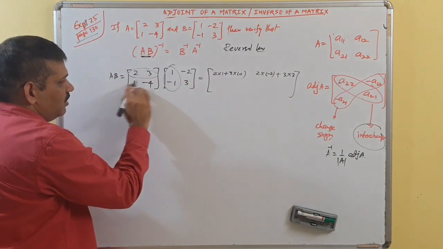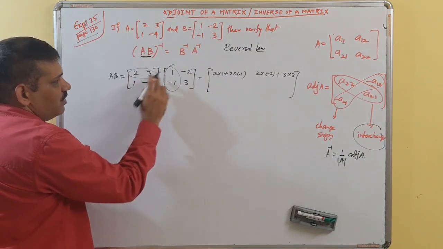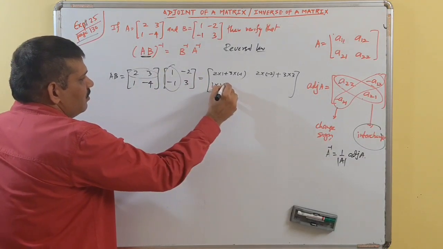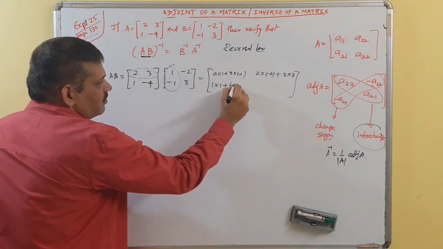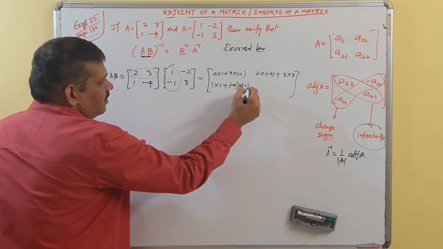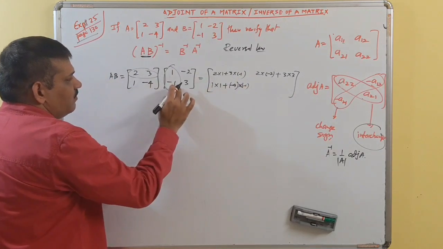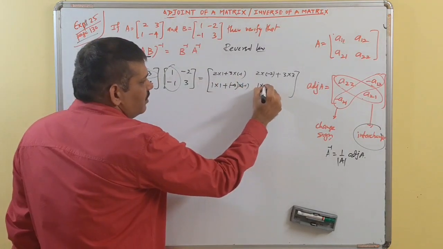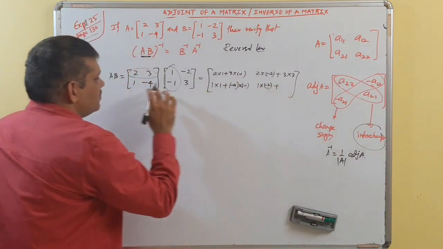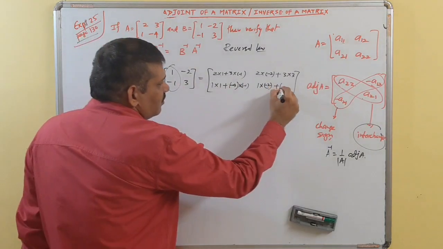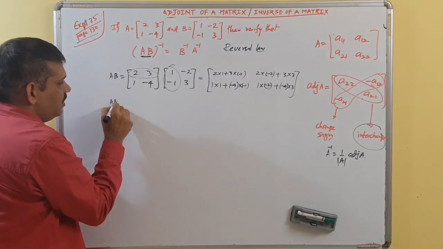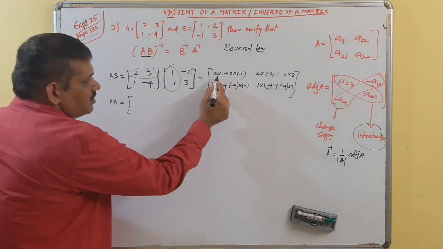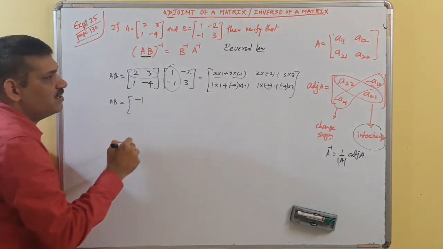Now the second row will multiply by the first column. So 1 into 1, 1 into 1 plus minus 4 into minus 1. Now this will be multiplied by this: 1 into minus 2 plus minus 4 into 3.